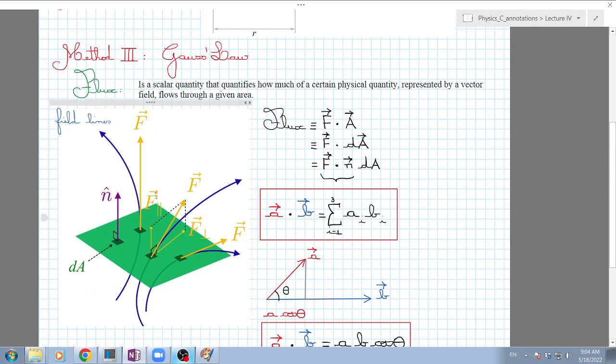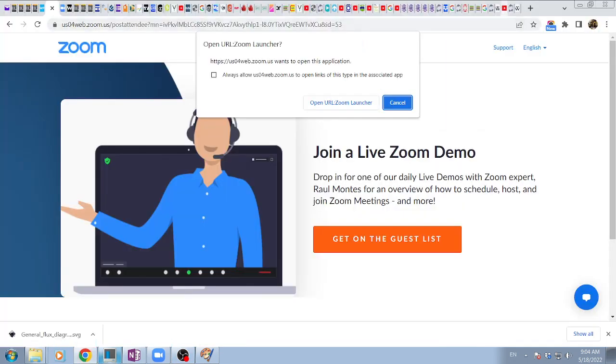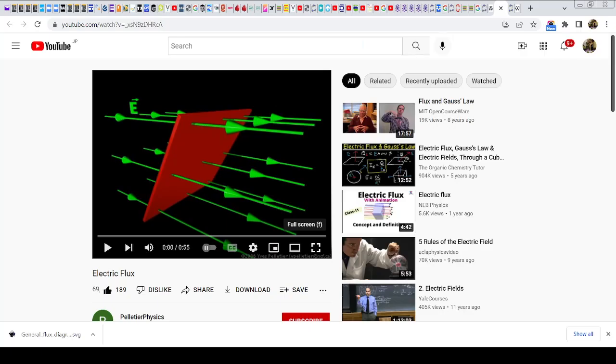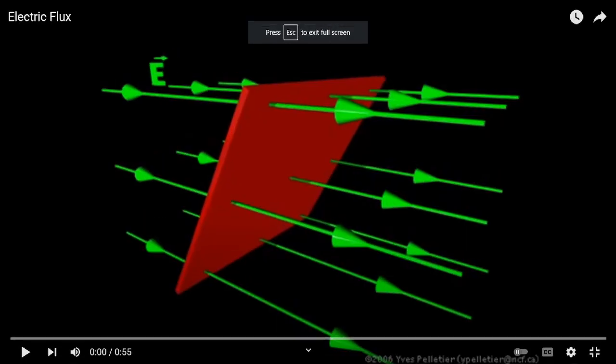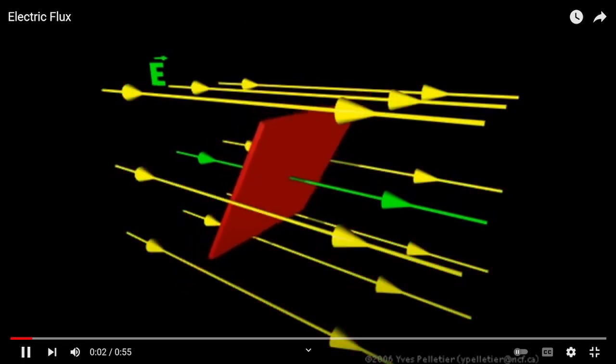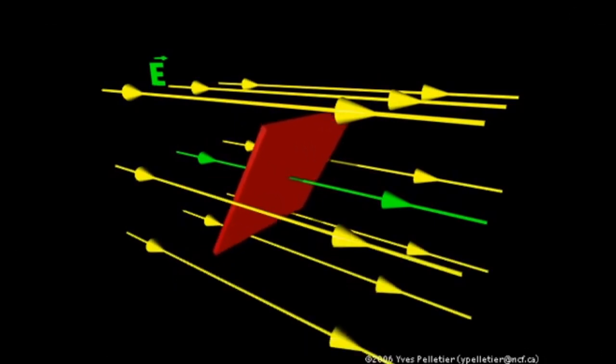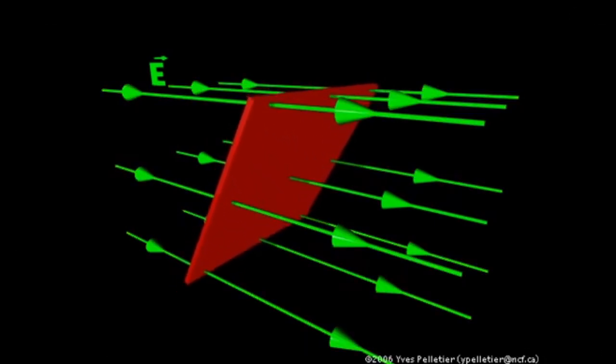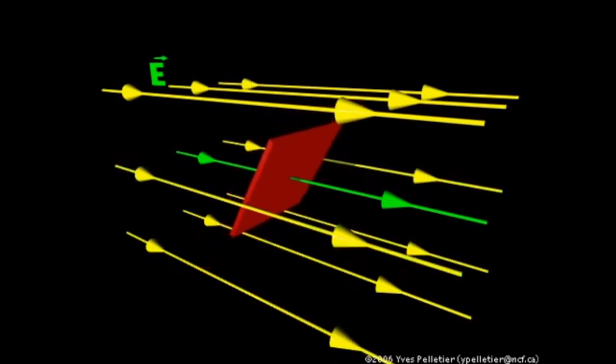Let's go back a little bit and understand what it means. For the electrical flux, we need some kind of analogy to understand what exactly this scalar product represents. For that, I'm going to show you a video here, guys. Can you see this video? You have the field here, in this case E, just a coincidence, like the electric field, and the area is represented in red. As you can see, the larger the area, the more field lines go through it, and then of course the greater the flux.